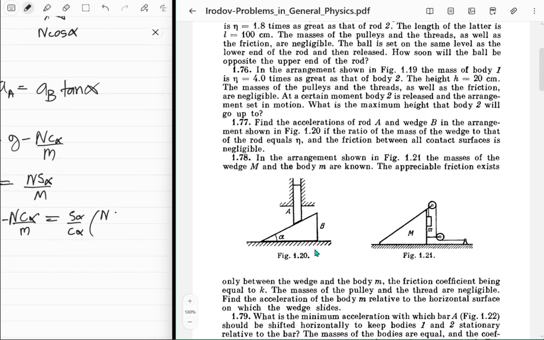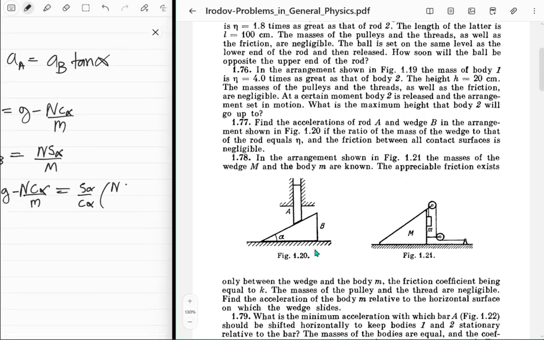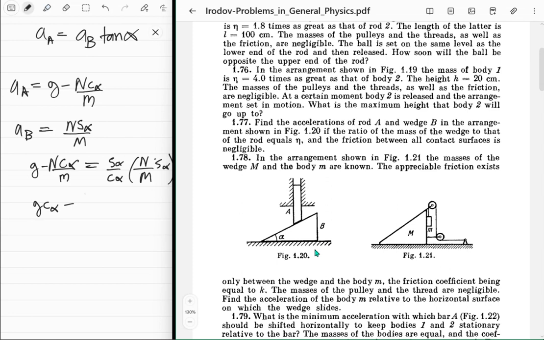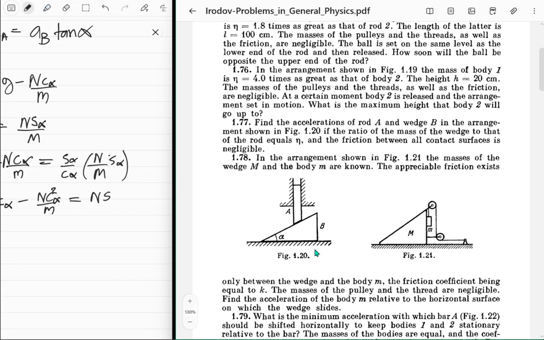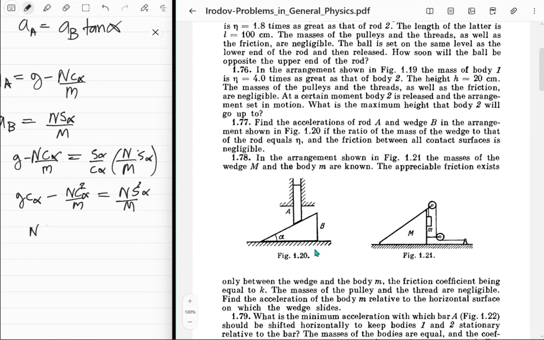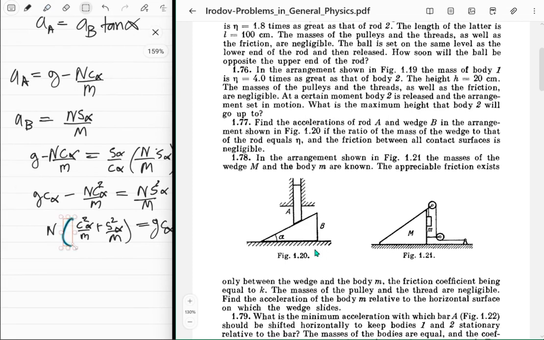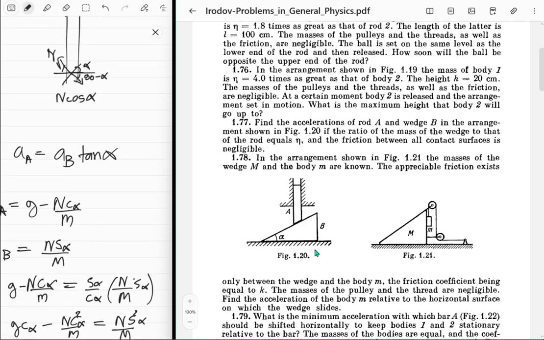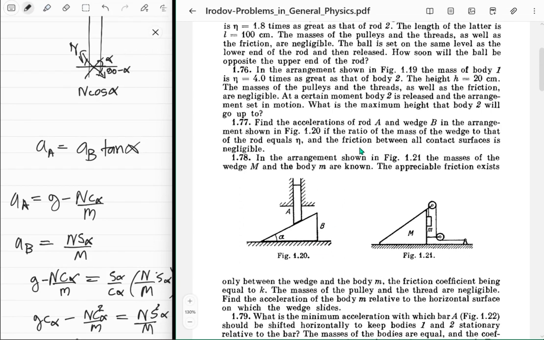Okay, so it really is just like this. So then, we've got this thing over there, 1 upon m sine alpha. So you can say, g cosine alpha minus n cosine squared alpha upon m is equal to n sine squared alpha upon capital N. So you just get n into cosine squared alpha upon small m plus sine squared alpha upon capital M is equal to g cosine alpha. Cool. It's one equation. What else do you want?